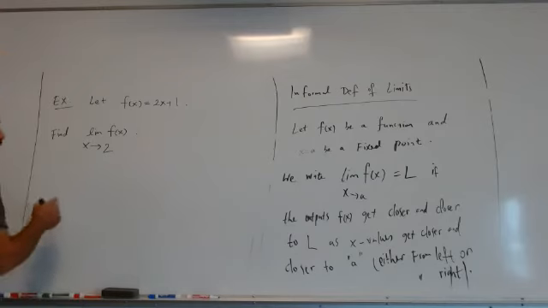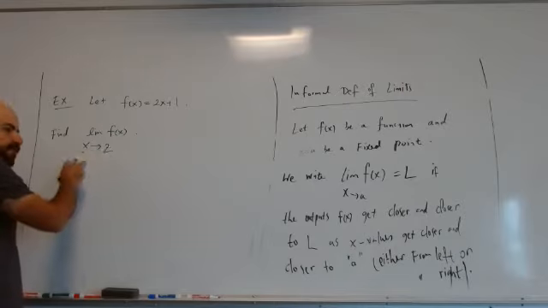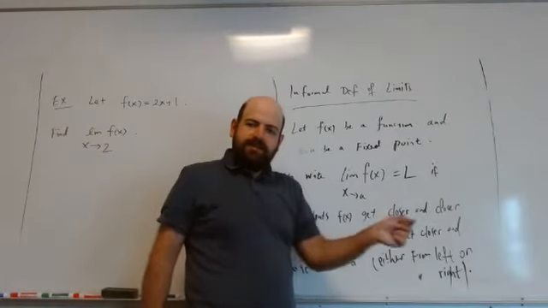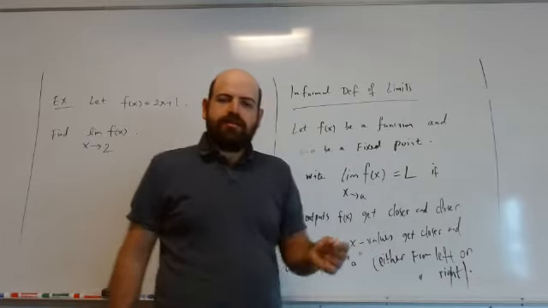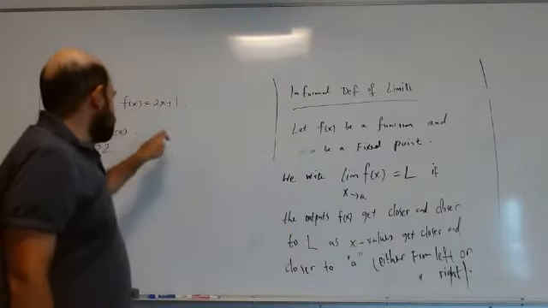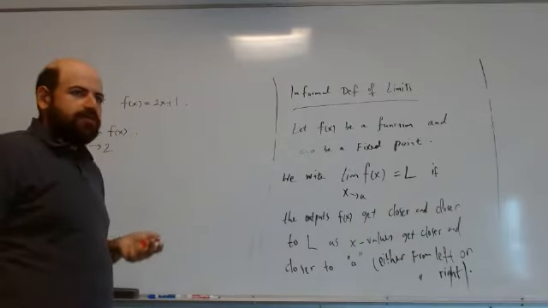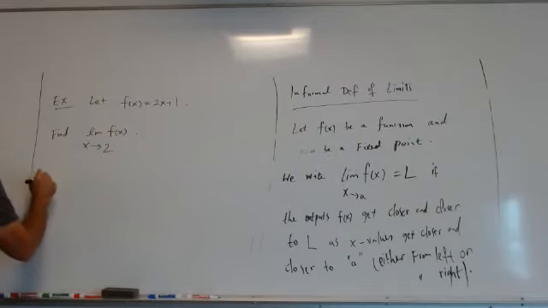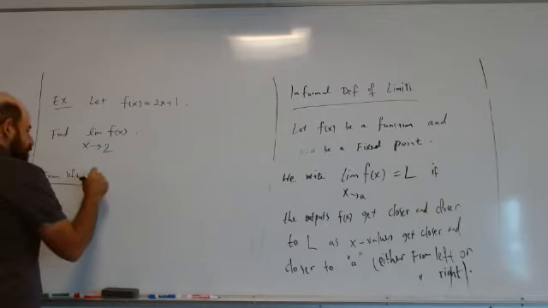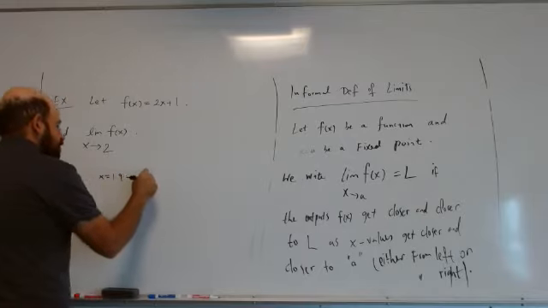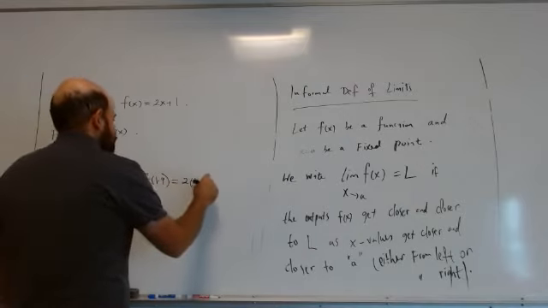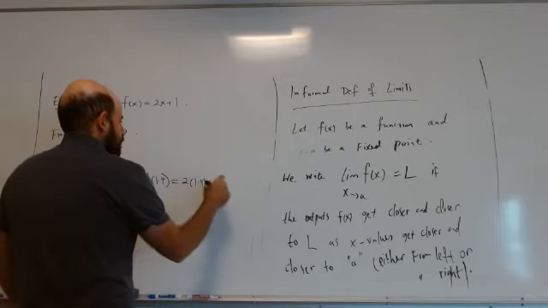So x must get closer and closer to 2, either from left or from right. From left means x is a little bit less than 2, like 1.9, 1.99, etc. What happens to the outputs? From right means x is a little bit bigger than 2, like 2.1, 2.01, and so on. What happens to the f of x values? So from left, let's say x equals 1.9. How much is f of 1.9? 2 times 1.9 plus 1. So this is 3.8 plus 1, so that's 4.8.